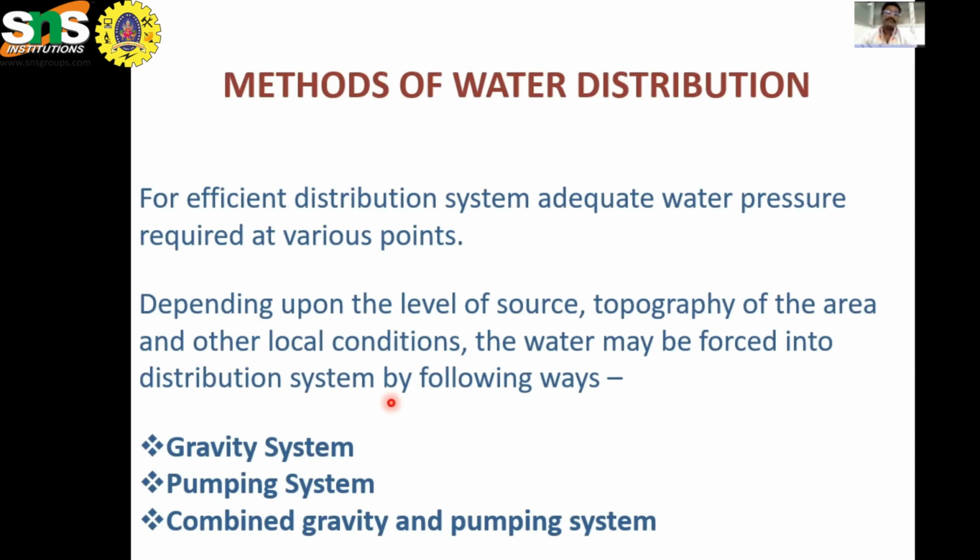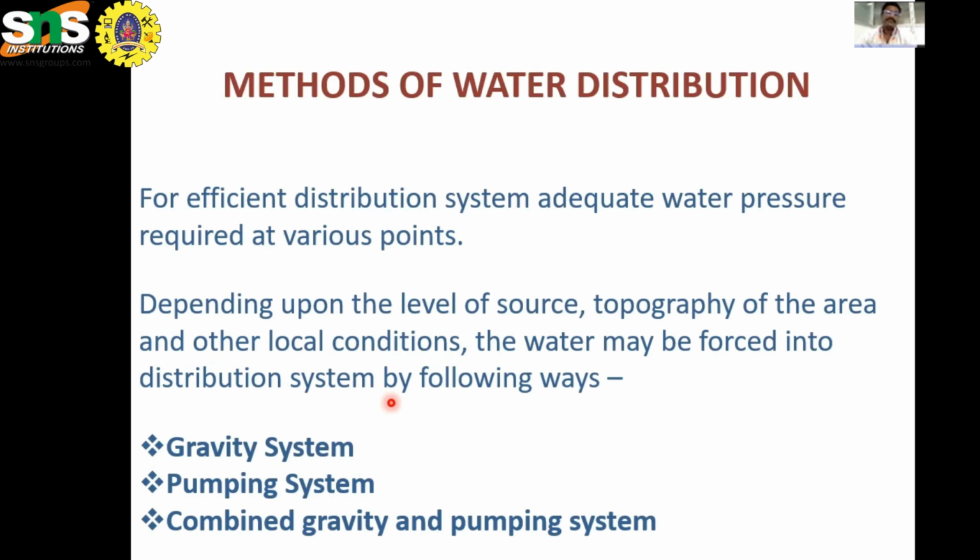The next one is the method of water distribution. Normally people get confused between the water supply system and methods. See, actually system means dead-end system, grid-iron system, like that. What system we are going to follow? Method of water distribution is how we are going to distribute, or which method we are going to adopt.